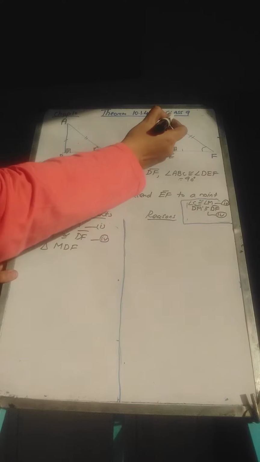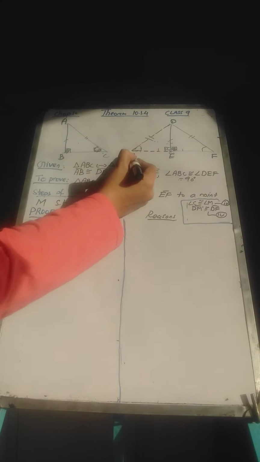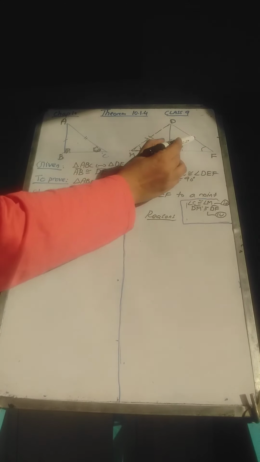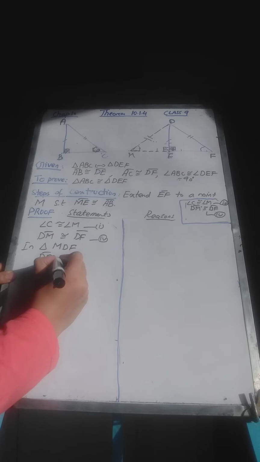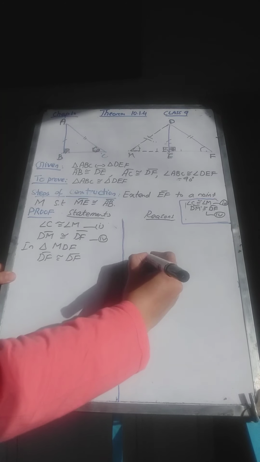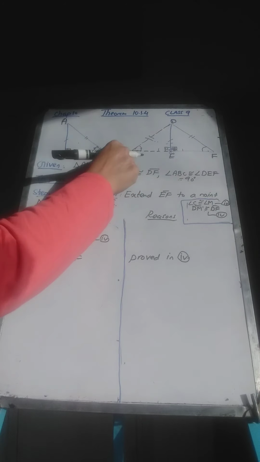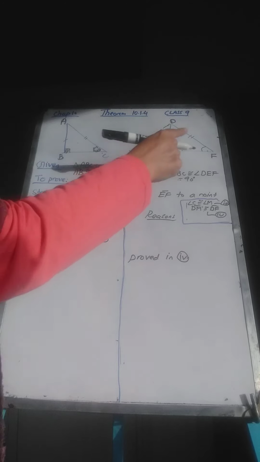Consider triangle MDF. If you consider this triangle DMF, in this triangle side DF is congruent to DM. This we have proved in equation 4. From this we get the result that as DF is congruent to DM, the angle opposite to DF is angle M, and the angle opposite to DM is angle F.